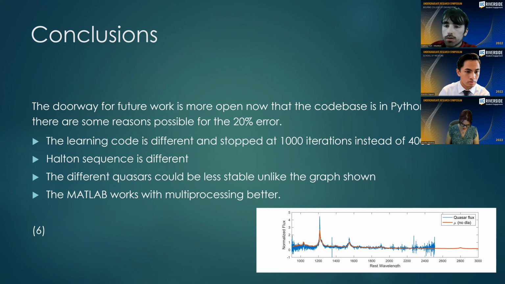And another one is that the Halton sequence is different between the two, which was important for estimating the values in the testing code of testing the Gaussian process model. And another problem that could possibly show up is that different quasars could be less stable, unlike this graph, which shows the flux and the wavelength of one quasar subscribing to the model pretty well. So it is estimated pretty well. And there's also the consideration that the MATLAB worked with multiprocessing better at the time, which could lead to some differences as well.